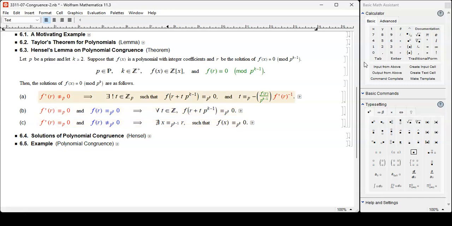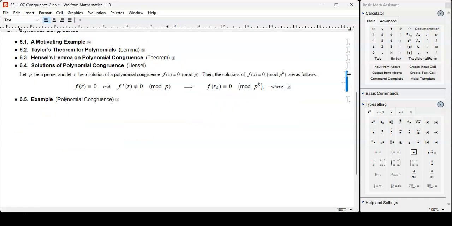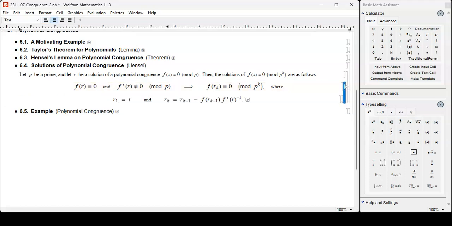This is a main case that we'll have to use. And how do you use this? Well, here we go, Hensel's theorem. So f of r is 0 and f prime of r is non-zero mod p, then the 0 of modulo p to the k power comes from this recursive definition, recursive equation.